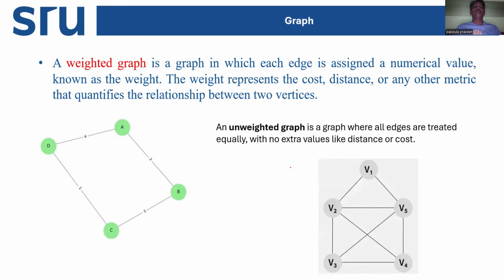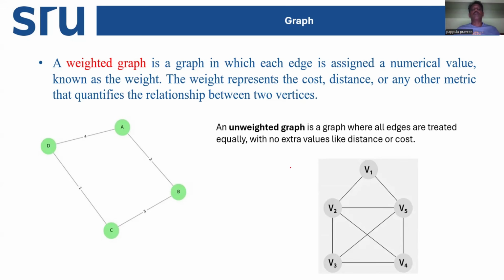Now there are many kinds of graphs. One is the weighted graph. A weighted graph is a graph in which each edge is assigned a numerical value. Why do we use the weighted graph? It is especially used for spanning trees, minimum spanning trees. Already in the last video we discussed Kruskal's algorithm and Prim's algorithm. In both algorithms we have weighted graphs.